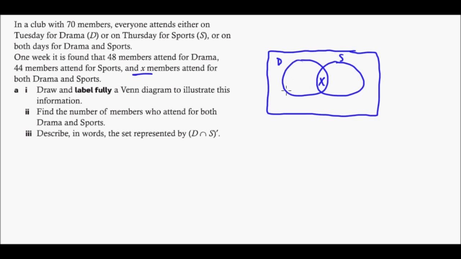Now, this is where kids get a little confused. It says 48 attended drama. Well, this is not going to be 48. It's going to be 48 minus X. And then sports is going to be 44 minus X. Now, find the number of members who attend both drama and sports. Well, there's 70 total members here, so we can just use a little bit of algebra. 48 minus X plus 44 minus X equals 70.